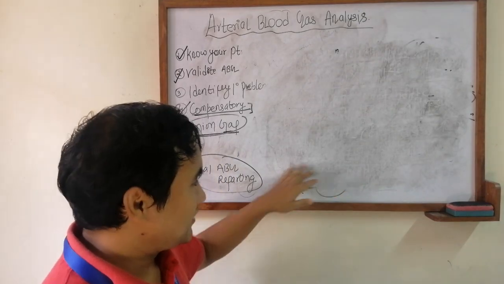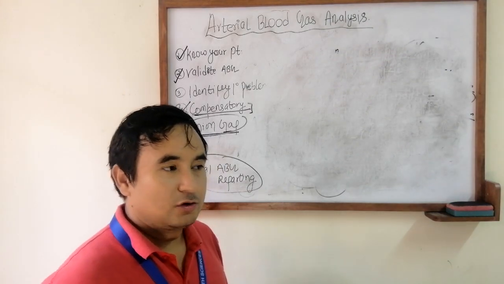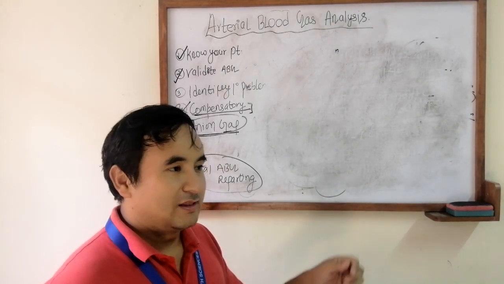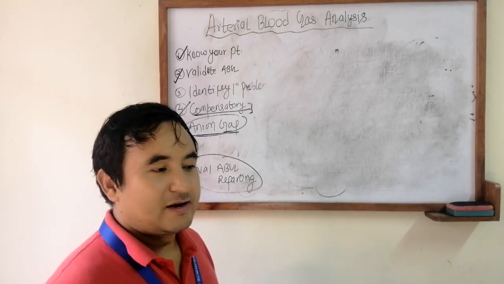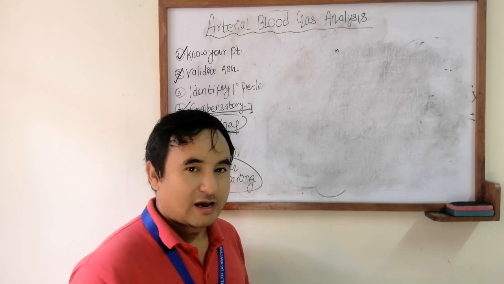Then you have to write everything. Some of the things I didn't discuss, as I have already told, and definitely you should also write the partial pressure of oxygen, and then we have to also write the A-a gap in ABG reports.